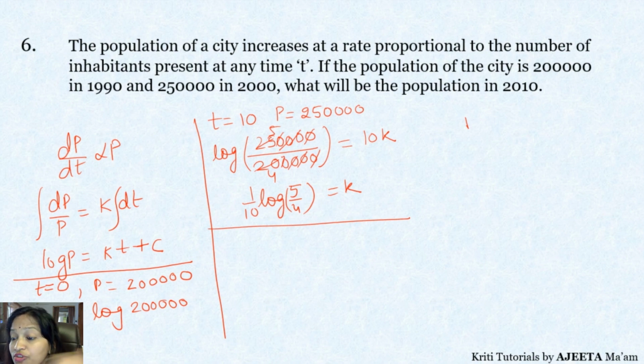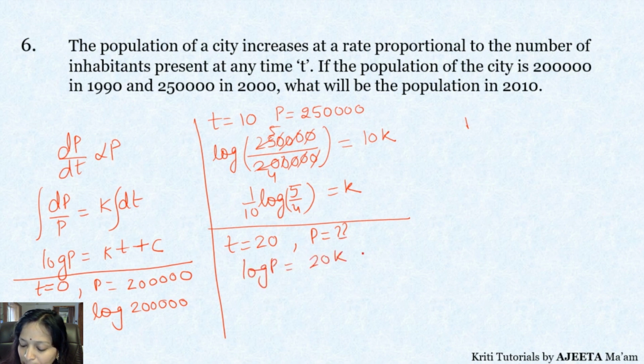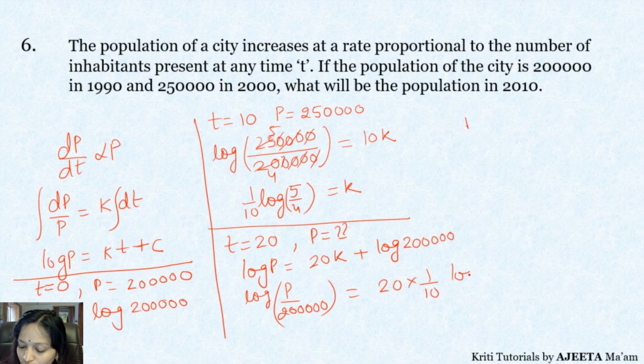Now what will be the population in 2010? So how much will the population be in 2010? Now your time is 20 years. Correct? From 1990 to 2010, how much time is it? 20 years. We have to find P. So log P is 20k plus log c, and c is 2 lakh. Correct? So now let's calculate. Log P by 2 lakh is equal to 20, and what's your k? 1 by 10 log 5 by 4.